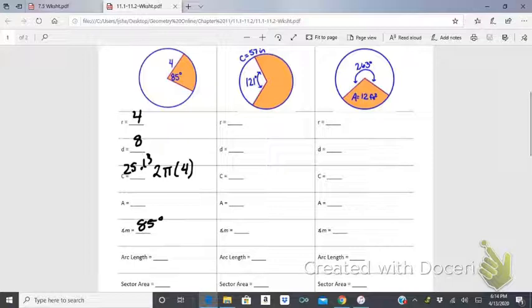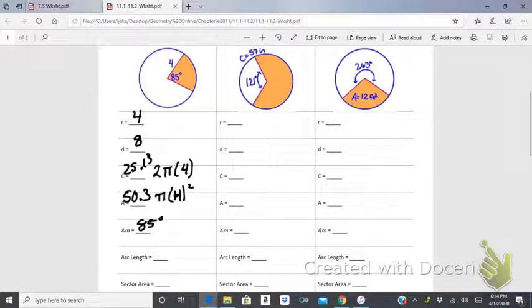So we're going to do the same thing with area. Area is equal to pi r squared. So it's going to be pi times the radius, which is 4, squared. Now if you type that into your calculator, make sure you use parentheses. Pi times 4 squared is the same thing as pi times 16, because 4 squared is 16. So when we type this into our calculator, we're going to get 50.3.